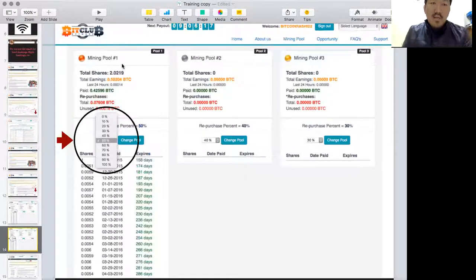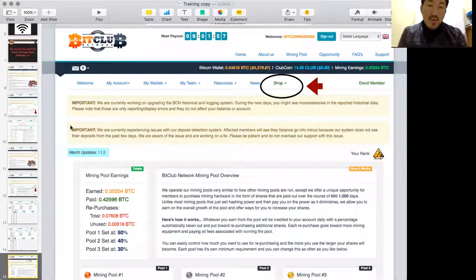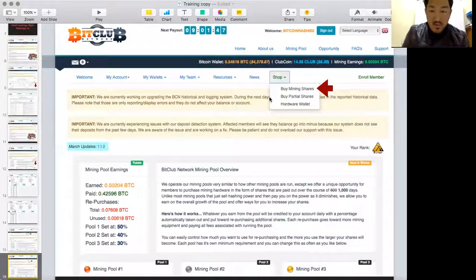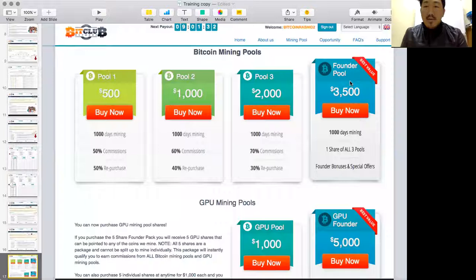So now, let's say you started off with just a pool 1. Okay, and then you say, I want to upgrade my account to a founder. What do I need to do? So back to the main menu, all you have to do is click on shop here, and this will pop out. Okay, so click on mining shares, and it will take you here. For this account, it's just a pool 1. For it to be a founder, I don't have to buy founder again. All I have to do is just buy pool 2 and pool 3. And it's a founder right away.